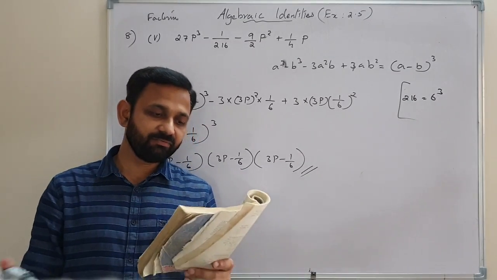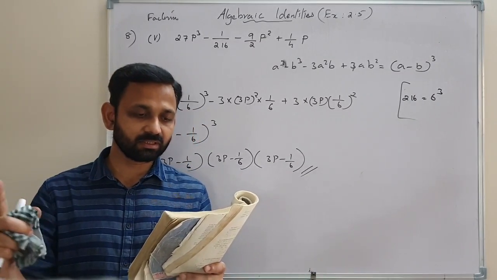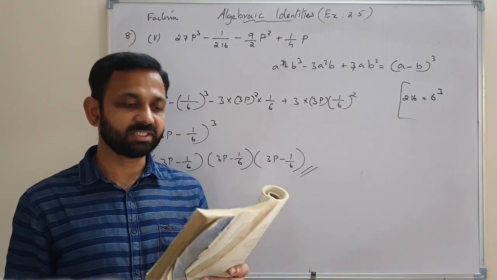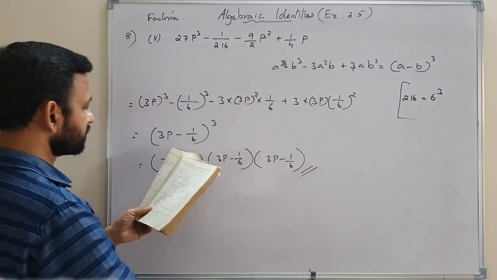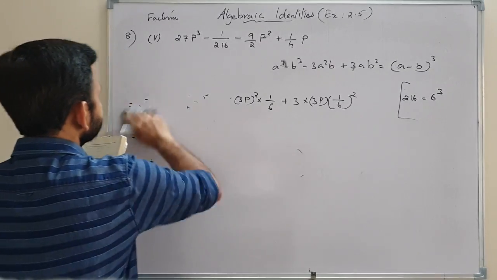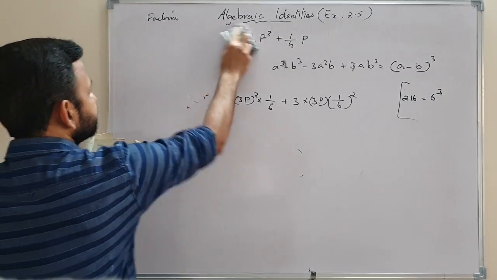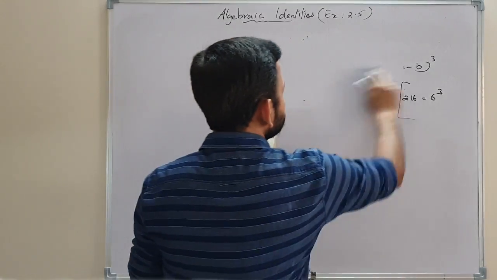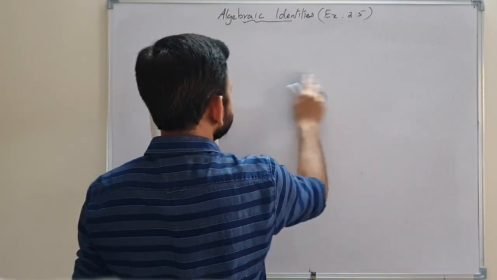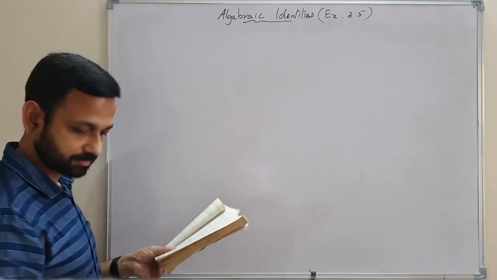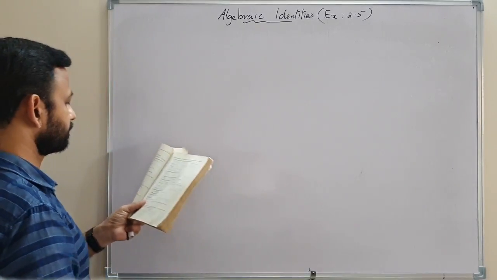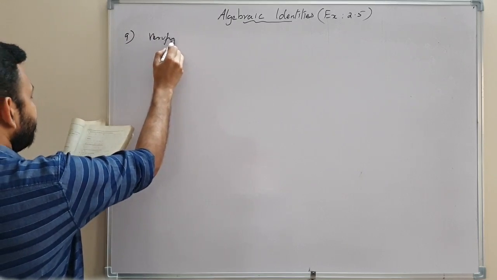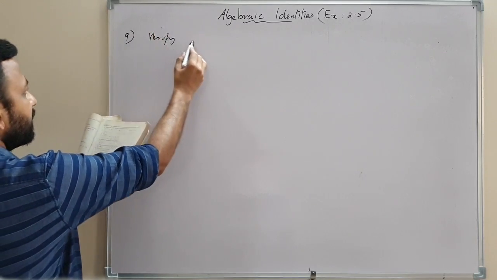Similarly, we have 5 questions. The difficult sums I explained. We can do the first 3 parts. Now question number 9. Verify. We will do the second part.